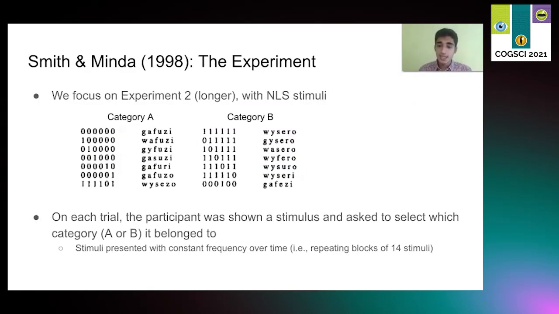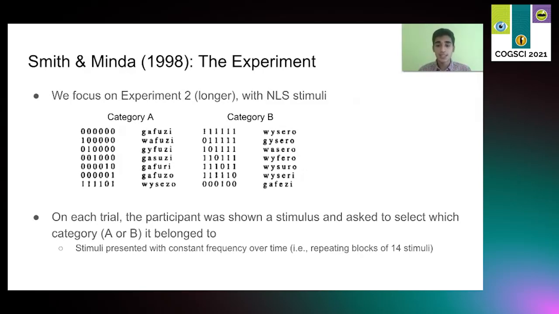A 1998 study by Smith and Minda assessed how well the prototype and exemplar models of categorization fit human performance over the course of a categorization experiment. While the study had several different experiments, we focus on experiment 2 with the set of non-linearly separable stimuli. As shown here, there were 14 stimuli evenly split into 2 categories with 7 stimuli each.